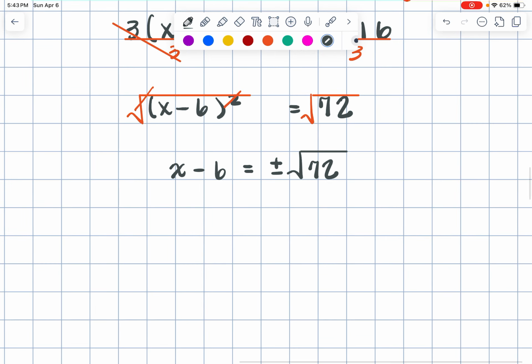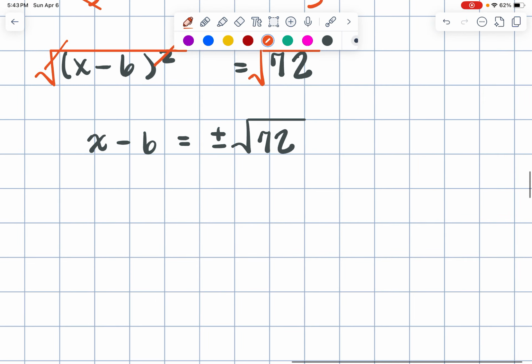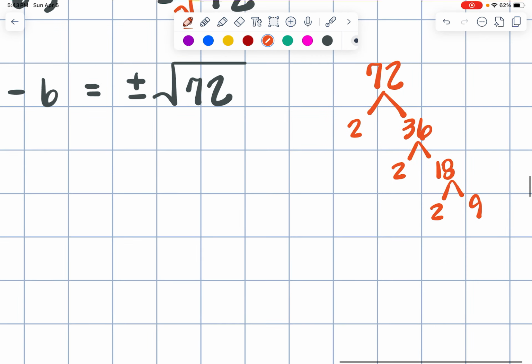Now, you can either simplify now or you can simplify later. I'm just going to go ahead and simplify right now. So I'm going to take this 72 right here, and I'm going to go off to the side and make a factor tree and see if I can simplify that, because it's definitely not a perfect square, right? So let's see. That's going to be 2 times 36, and then 2 times 18, and then 2 times 9, and then 3 times 3.